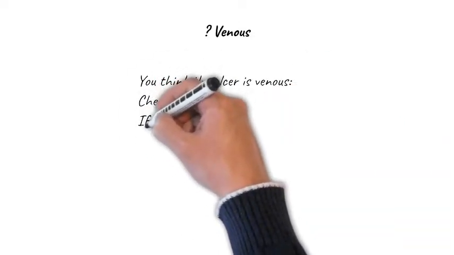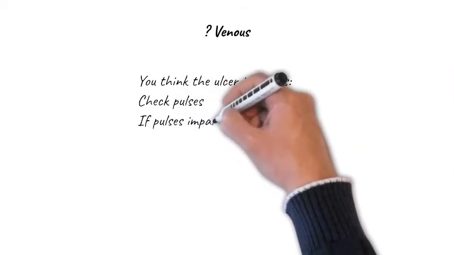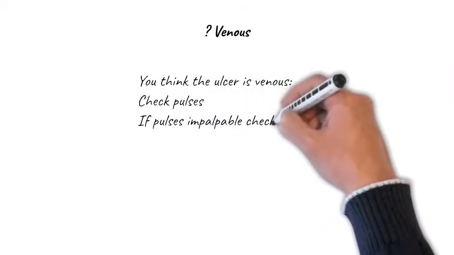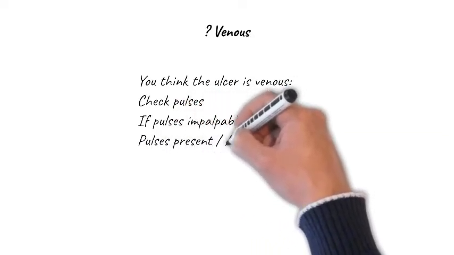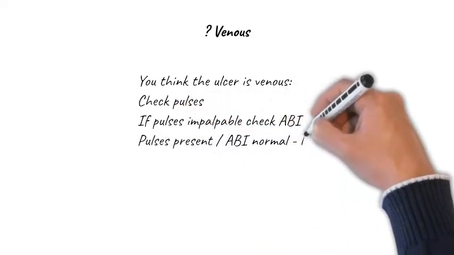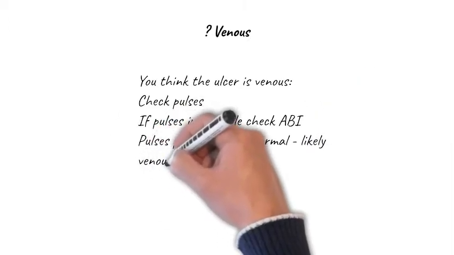But if you have a patient with a classic ulcer over the medial malleolus in the presence of varicose veins, their pulses are easily palpable, and/or their ABI is normal, you're almost certainly dealing with a venous ulcer and should proceed as if it's venous.